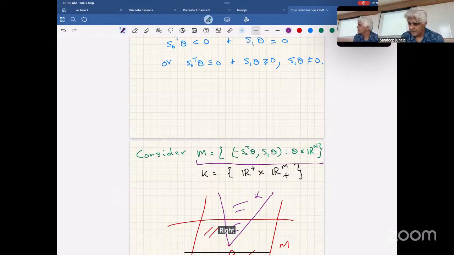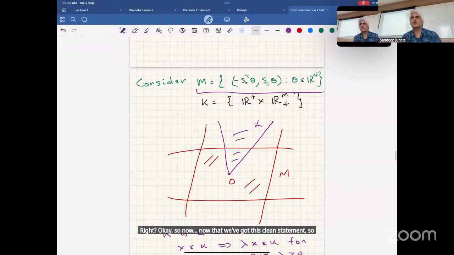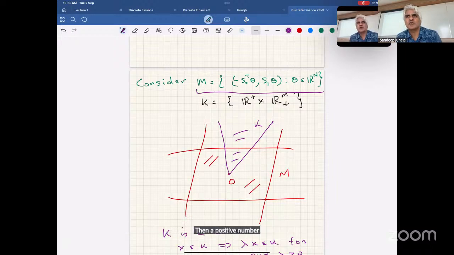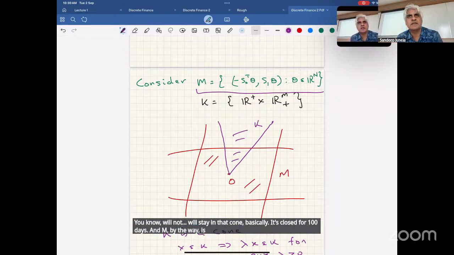Now that we've got this clean statement, K is a cone, and cone just means that if I give you a point X which belongs to the cone, then a positive number times X also belongs to the cone. That's the definition of a cone. So a ray going through it will stay in the cone; it's closed under rays. And M, by the way, is a subspace. Is this clear to all?